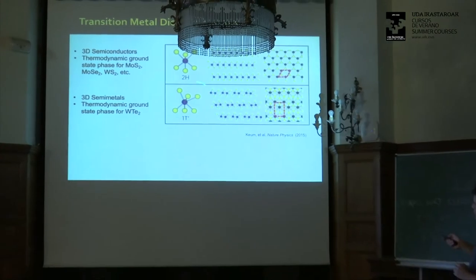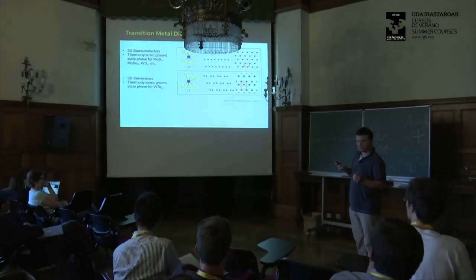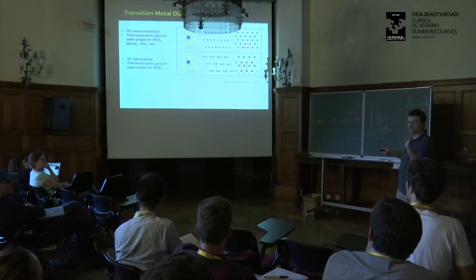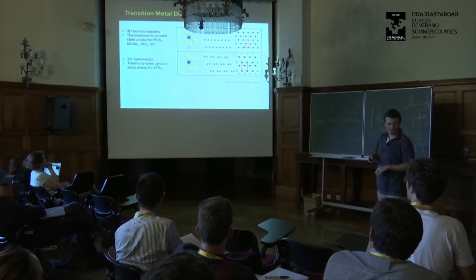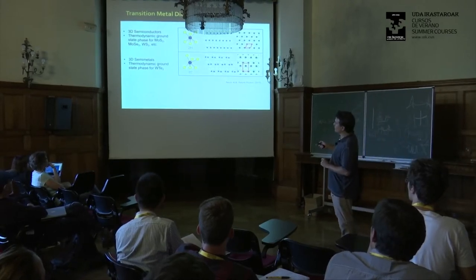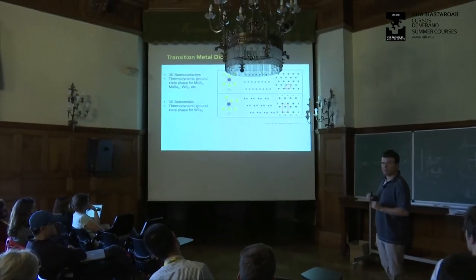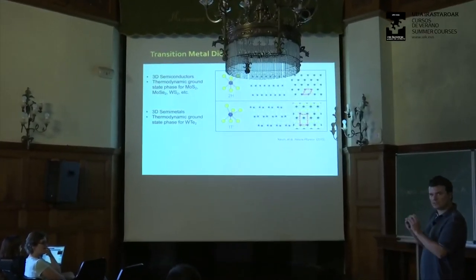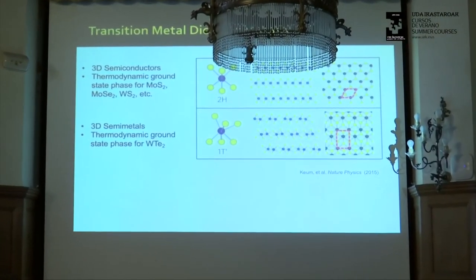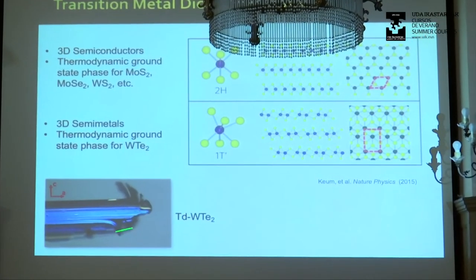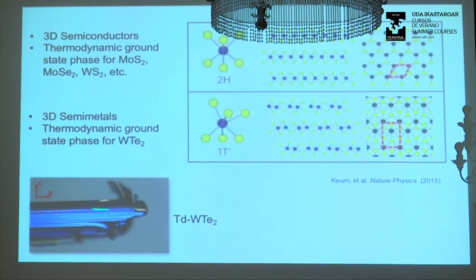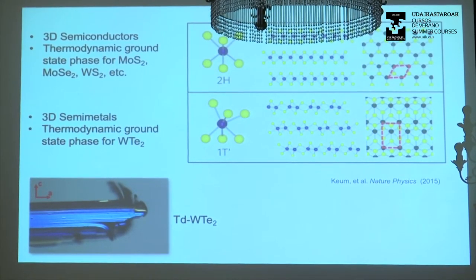There is another polytype, which is much more interesting for physics, or at least for certain aspects of physics, and this is the 1T prime, TD. There are different versions. They all have a T, okay? T prime, T, TD. This is not the thermodynamic ground state for most materials, except for WTe2. WTe2, if you grow a crystal thermodynamically, it wants to grow in this phase. So it's very nice. This is a layer material. This is a crystal. You can see right away, this is a macroscopic picture of a crystal that it's layered. So it's 2D, but a little bit 1D-like.